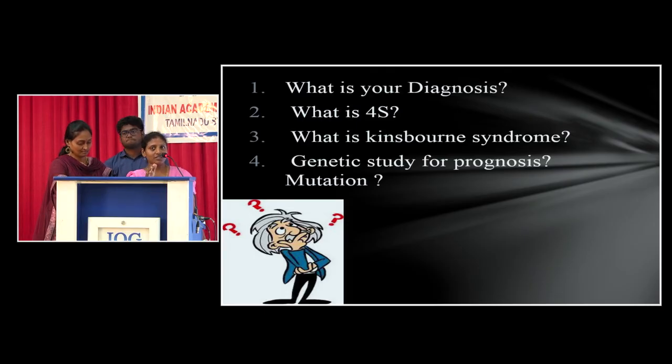Even for those kids, even 4S, there is some exception. If the bone marrow is involved more than 10%, then it is poor prognosis. That has to be less than 10%. So 4S neuroblastoma means the children should be less than 18 months and they have a good prognosis. So what is Kinsbourne syndrome?